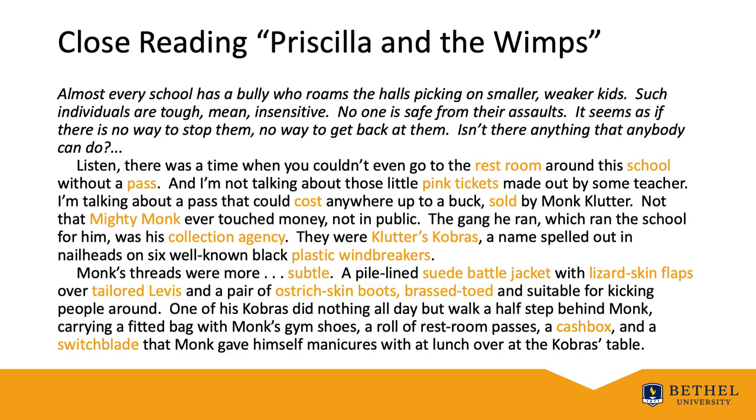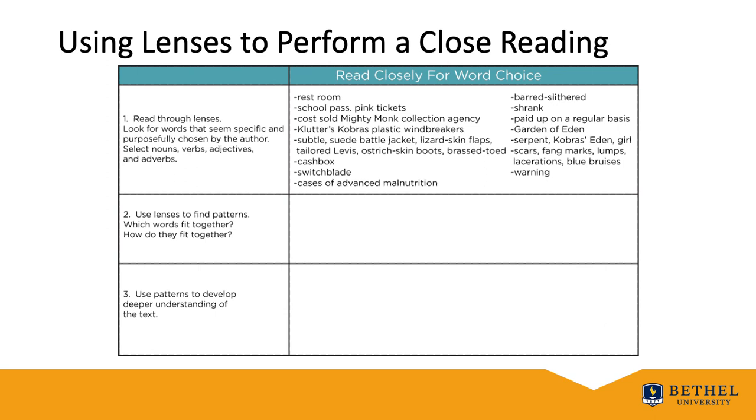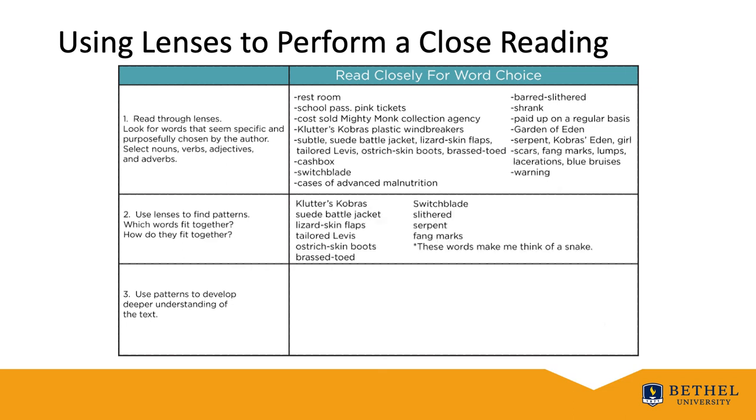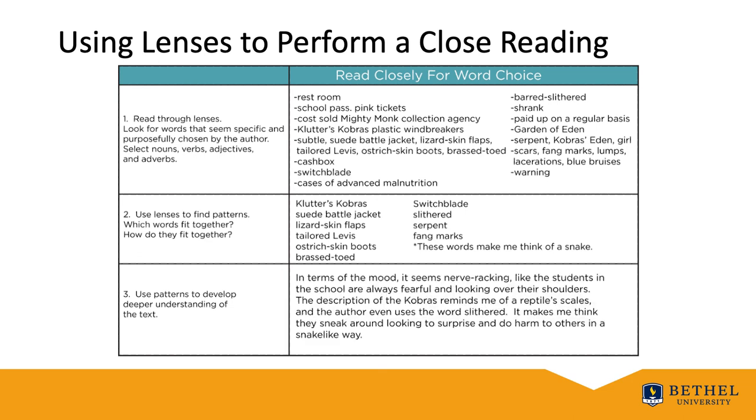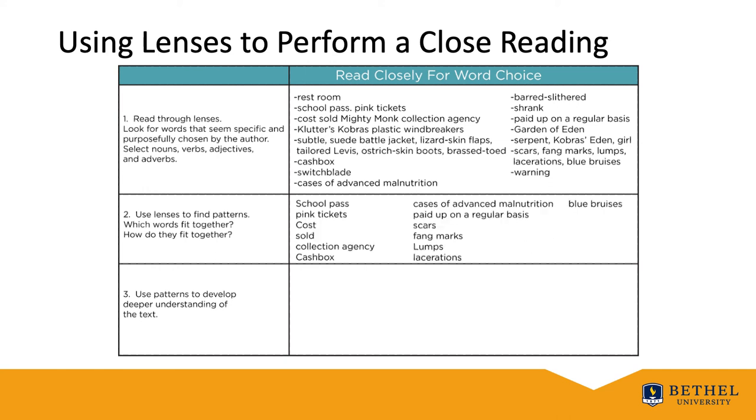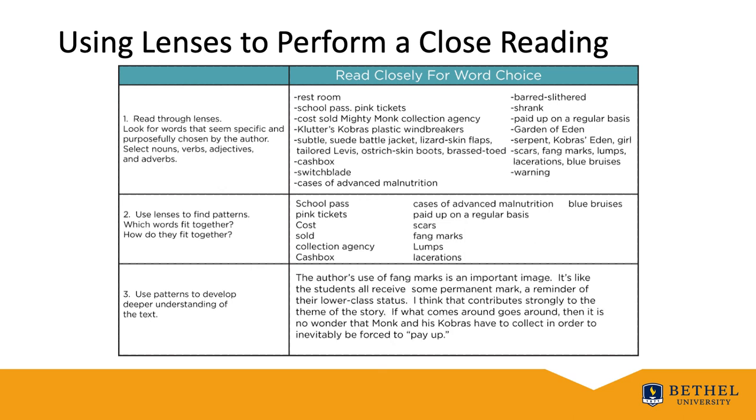All right, now here's an example of one student's selection of strong words and images during the second reading of the text. And here's one means by which students might organize their word choice to support their close reading through lenses. Here's an example of one student's selection of which words and images fit together. And now here's an example of one student's selection of using patterns to develop deeper understanding of the text. Here's another student, and the example of which words and images fit together. And here's that same student's example of patterns that develop deeper understanding of the text.